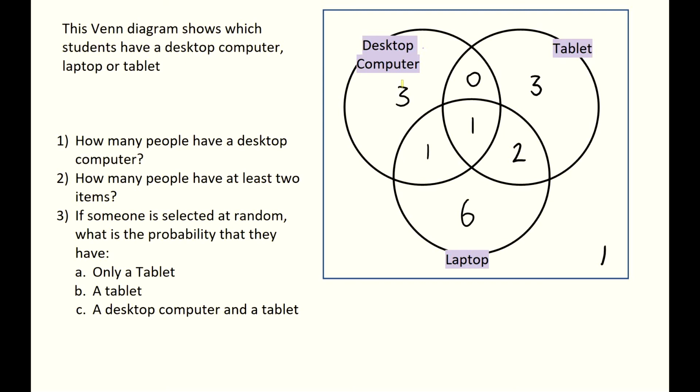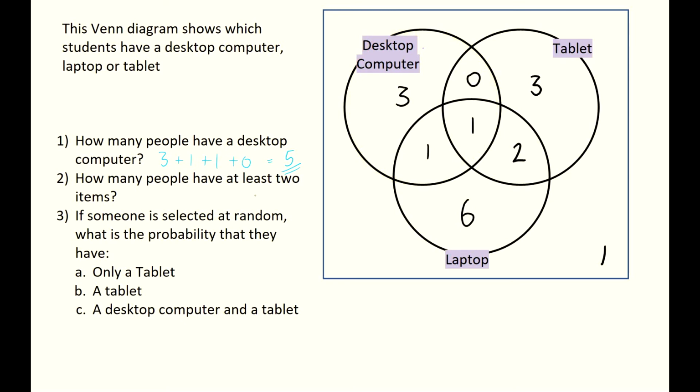So with these questions, be careful. It is not 3, because those are the people who only have a desktop computer. People who have desktop computers are in this whole circle. So you need to add up every single number in this circle. That would be 3 plus 1 plus 1 plus 0. A total of 5 people of this group have a desktop computer.